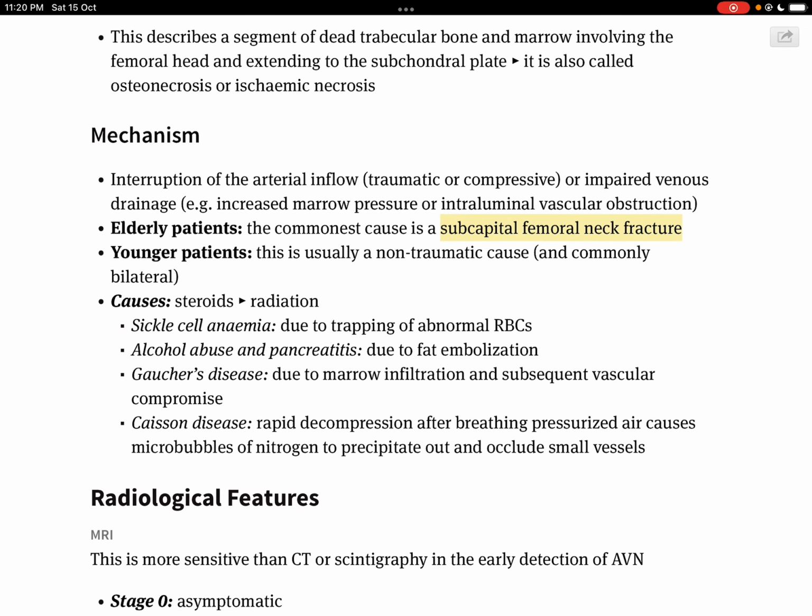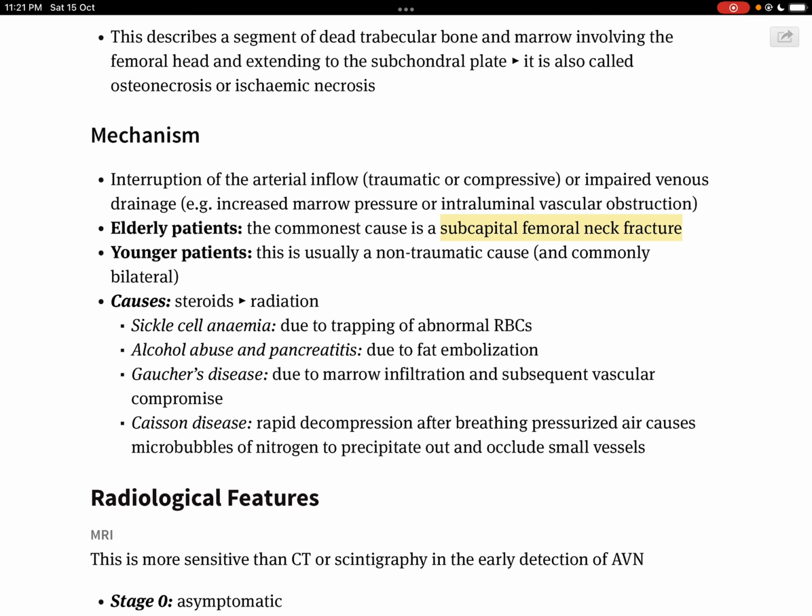What is the mechanism? When interruption of arterial inflow occurs, which may be due to a traumatic or compressive cause, or if the venous return is impaired, then AVN can occur. Examples of impaired venous drainage are increased marrow pressure or intraluminal vascular obstruction.